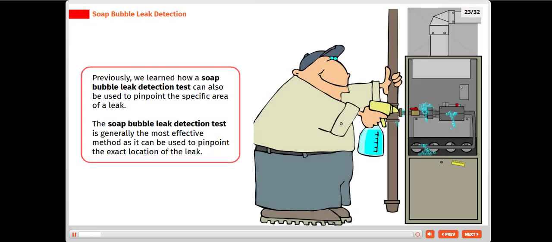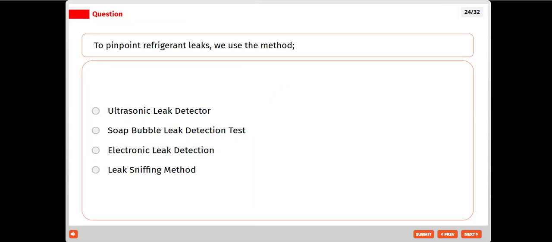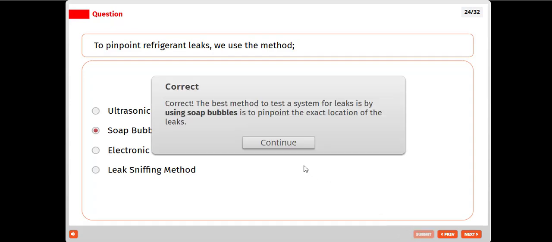Previously, we learned how a soap bubble leak detection test can also be used to pinpoint the specific area of a leak. The soap bubble leak detection test is generally the most effective method as it can be used to pinpoint the exact location of the leak. To pinpoint a refrigerant leak, we use the methods: ultrasonic leak detector, soap bubble leak detection test.